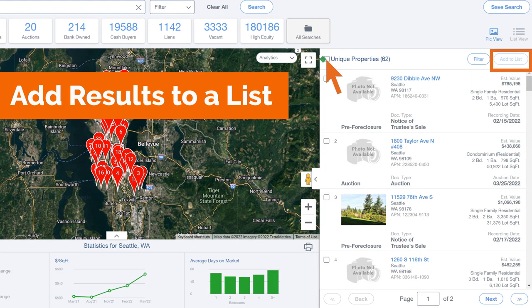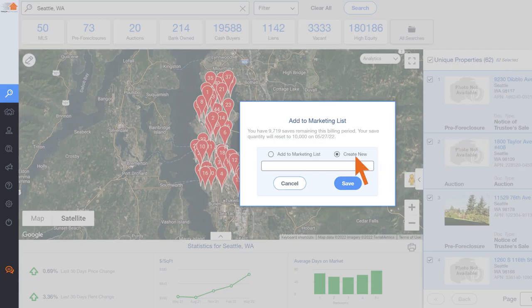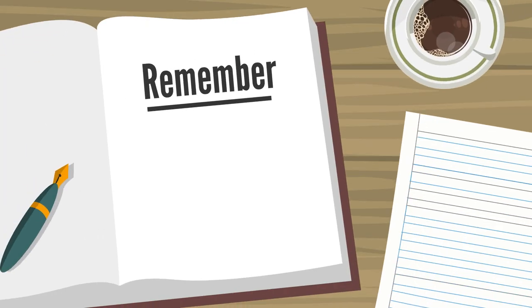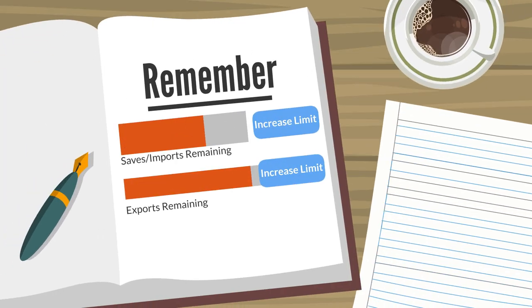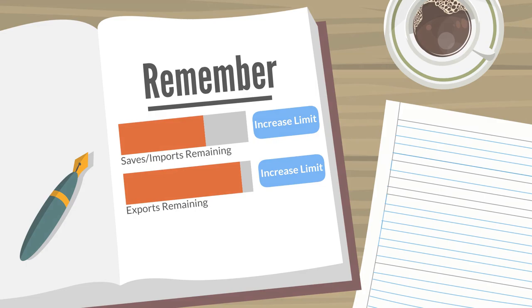Next, select the leads and add them to a list. Create a new marketing list and type in a clear name that describes the filters you applied and the area. Remember that adding properties to a list will take from your monthly quota.